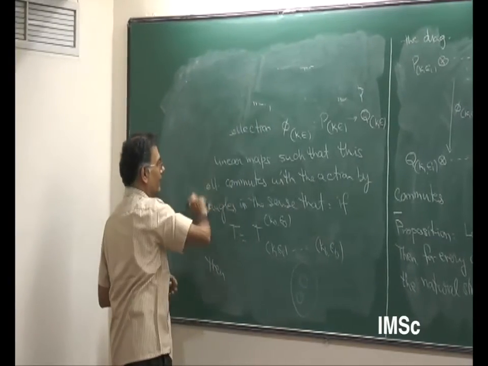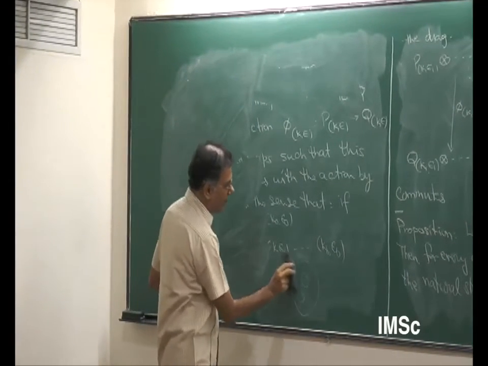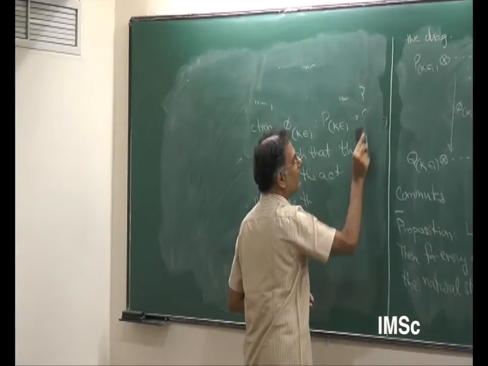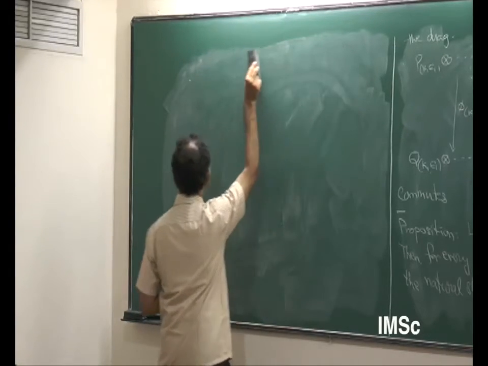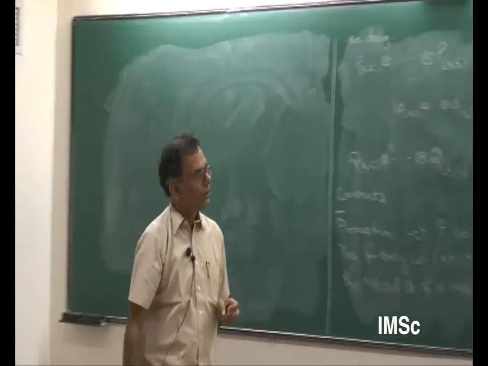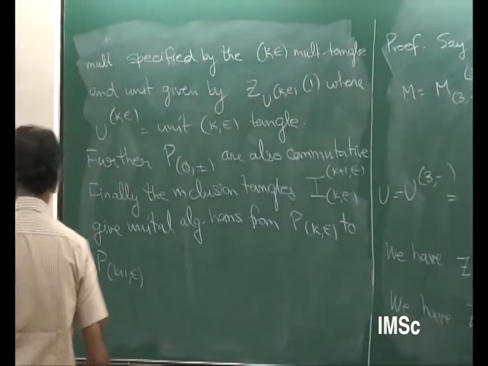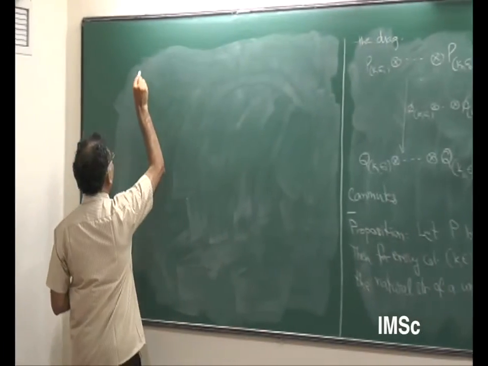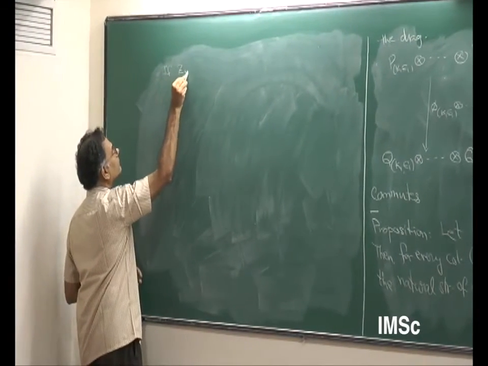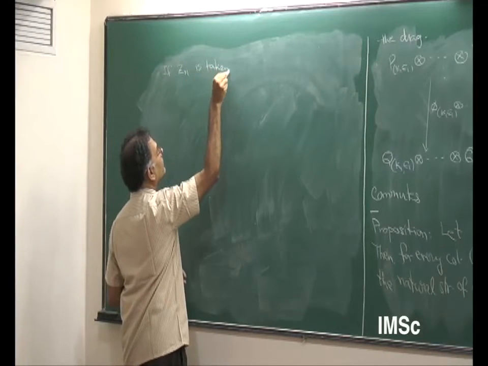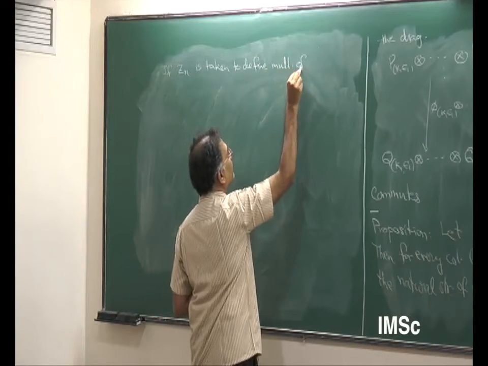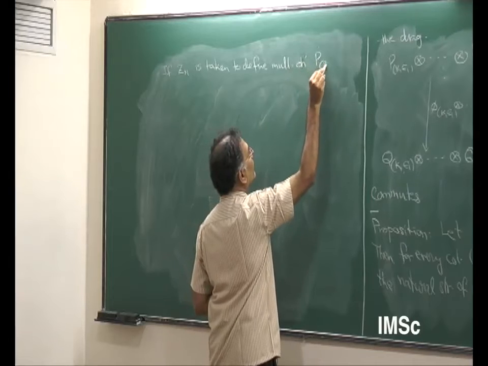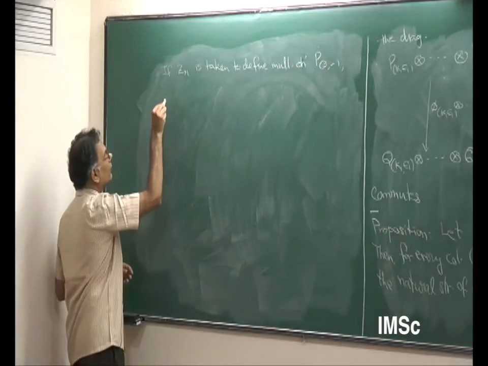So, we have these two things. We want to verify that something makes it an associative algebra. That multiplication specifies a bilinear map on P3 minus cross P3 minus to P3 minus, and we will take that as multiplication. So, how do we know that multiplication is associative? If Zm is taken to define multiplication on P3 minus, why is this multiplication associative?